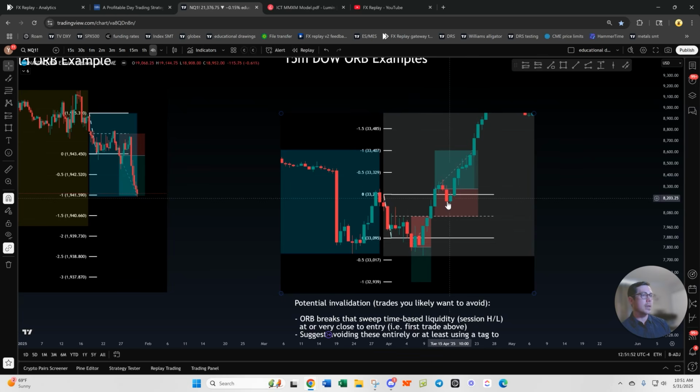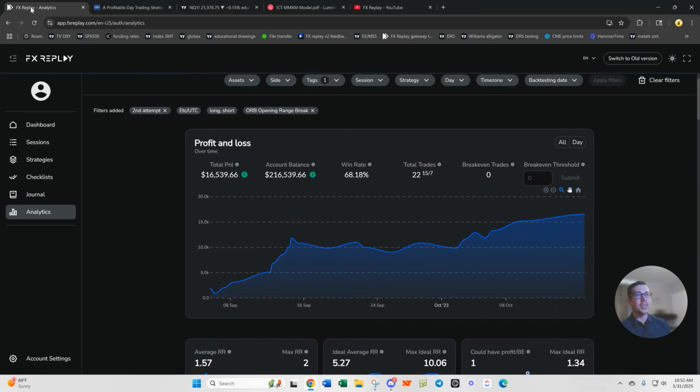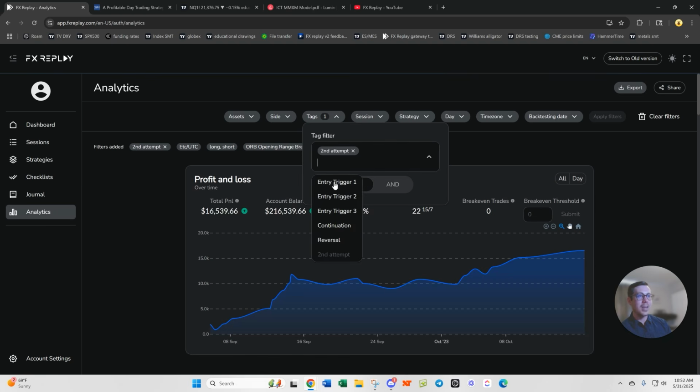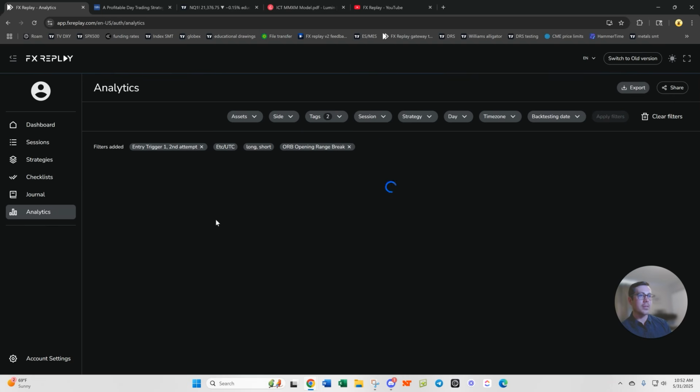And so we were seeing that probably because of a lot of these invalidations, the second attempt trades were a lot higher probability. So I think, if you wanted the absolute best results, 16.5 R with 60, just the second attempts alone are really good. Let's see if we do entry trigger 1 or second attempts. Let's see what the results look like.